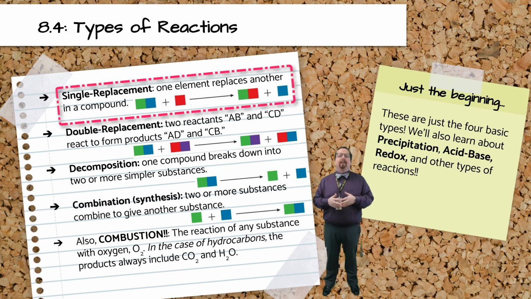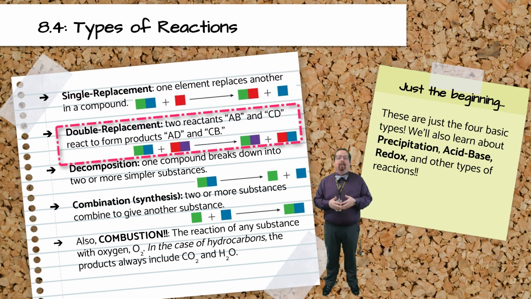Single replacement reactions are when one element replaces another in a compound. Think of it like when you and your friend are tossing a ball around. When you pass the ball to your friend, that's like a single replacement reaction, the ball being the element that's doing the replacing. This illustration here is another simple way to think about it. The green box leaves the blue box and joins with the red.